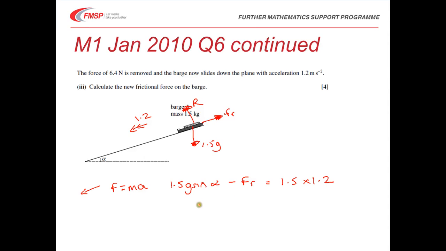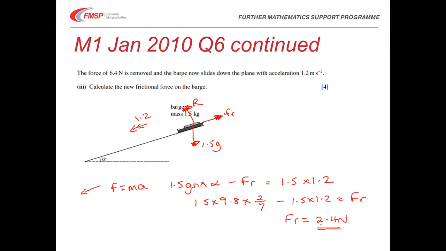So, rearranging that, we will have 1.5 times g times sine alpha minus 1.5 times 1.2 will give us the friction. And so if we work that out, the friction works out to be 2.4 newtons.